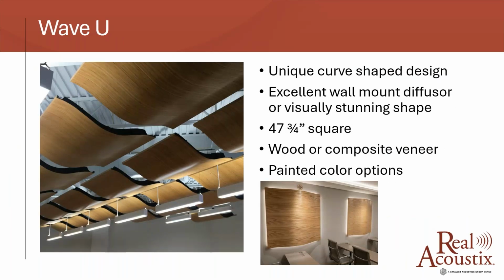Wave U has a uniquely sharp curved design to heighten scattering, especially in arrays like the one pictured. This wave series is also the one most used as a wall-mounted diffuser, of which the ends would remain closed as opposed to the offset return you see here. The wave U is equally effective on the ceiling as shown in the picture.